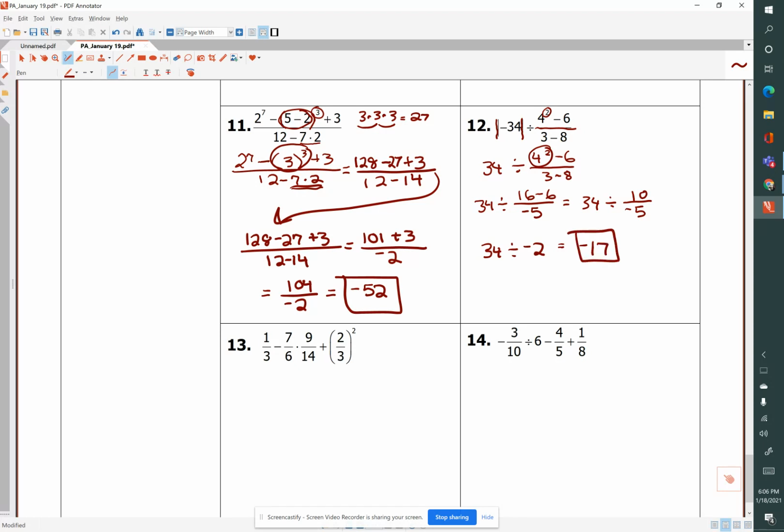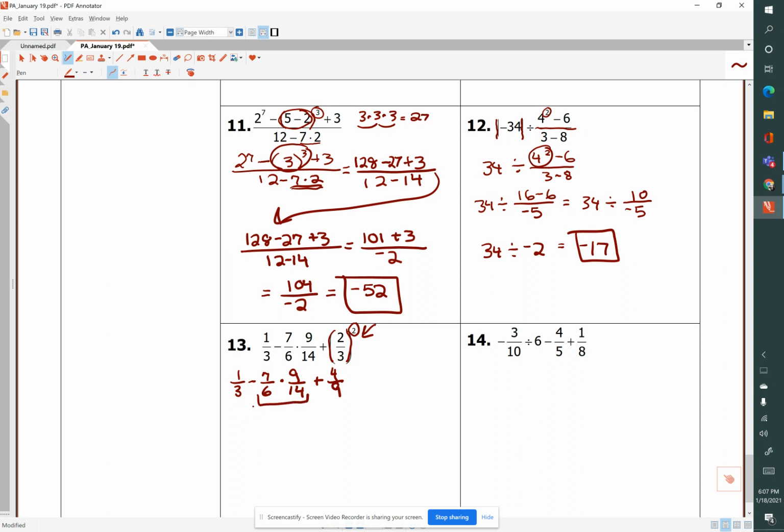And we have our last 2 problems. We have some fractions, and that really doesn't make it any more difficult. Just use the rules we know. We've got 1/3 minus 7/6 times 9 over 14 plus the quantity of 2/3 raised to the 2nd power. And we're going to start with that exponent. So we have 1/3 minus 7 over 6 times 9 over 14 plus 2/3 to the 2nd power, which is 4/9. We've got to do the multiplication first.